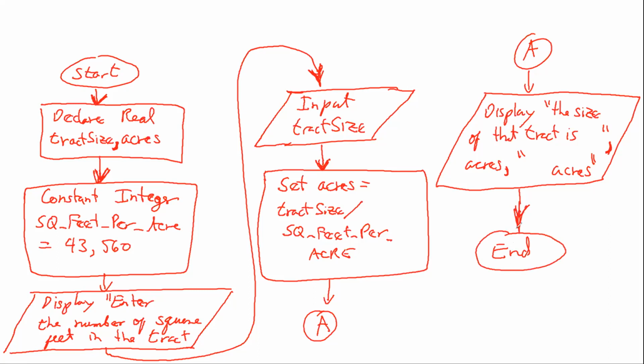Does this make sense, guys? Are there any questions about this flowchart? Yes, so for the last one, for the display, the size of the tract is, you put a double quotation, comma, acres, and then you put another double quotation? Okay, that's a good question.